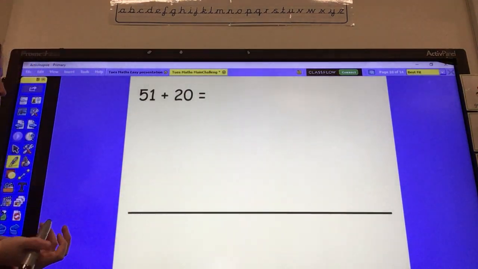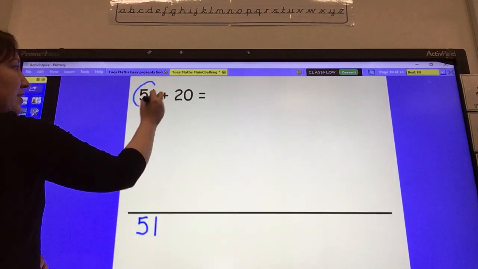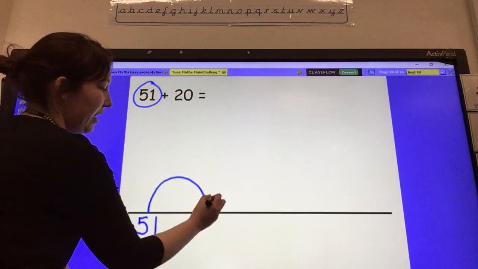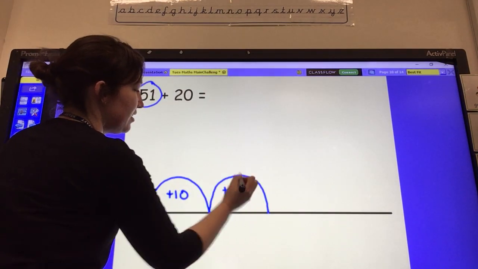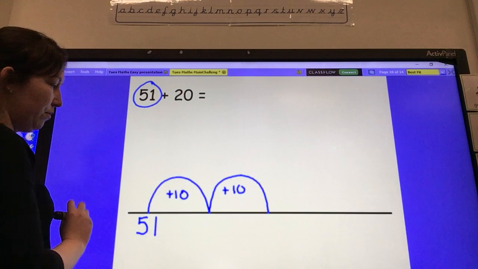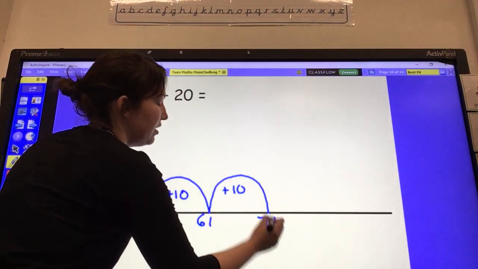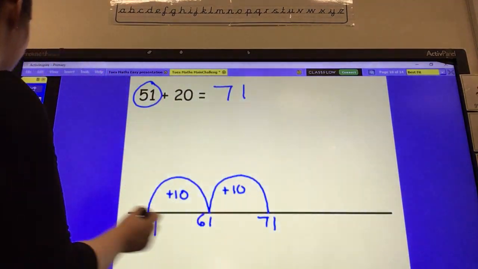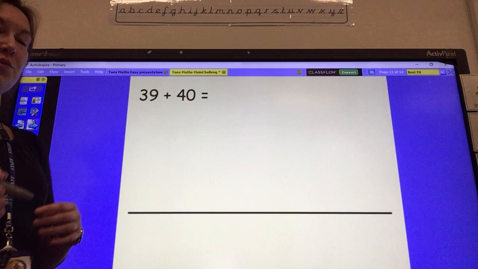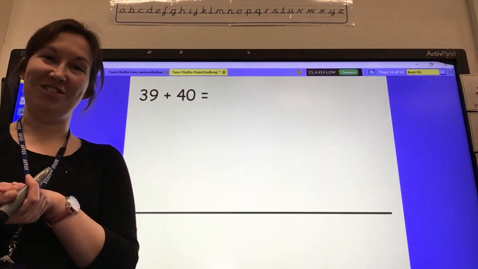Well done if you managed to solve the problem. We're going to start on 51 because that's our number here, and we're going to jump on 10, 20. I'm going to label it with my 10s that we're adding, and then I'm going to carry on my counting in 10 sequence, 51, 61, 71. So the answer is 71. So well done if you worked out the answer to that one. Next one, 39 add 40. So pause the video here so you can have a go at answering it at home.